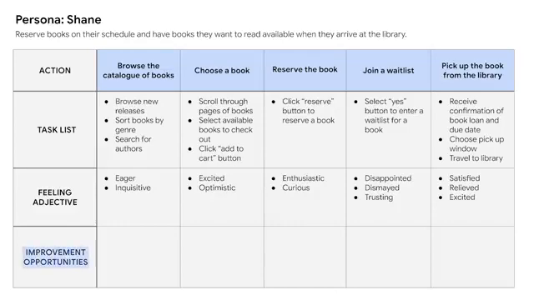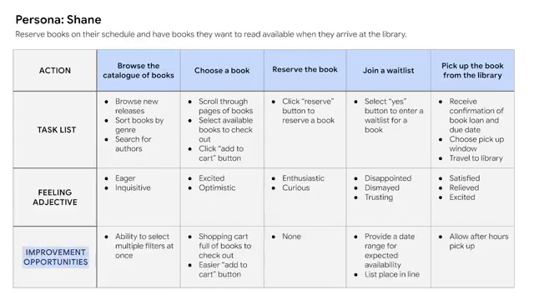And finally, step 4. Add improvement opportunities. This is where we'd identify new ideas to improve each action in the user journey. For example, Shane's experience browsing the catalogue of books could be improved with the ability to select multiple filters at once. You can come up with lots of ideas for potential improvements to your design during this step, like I've done here.